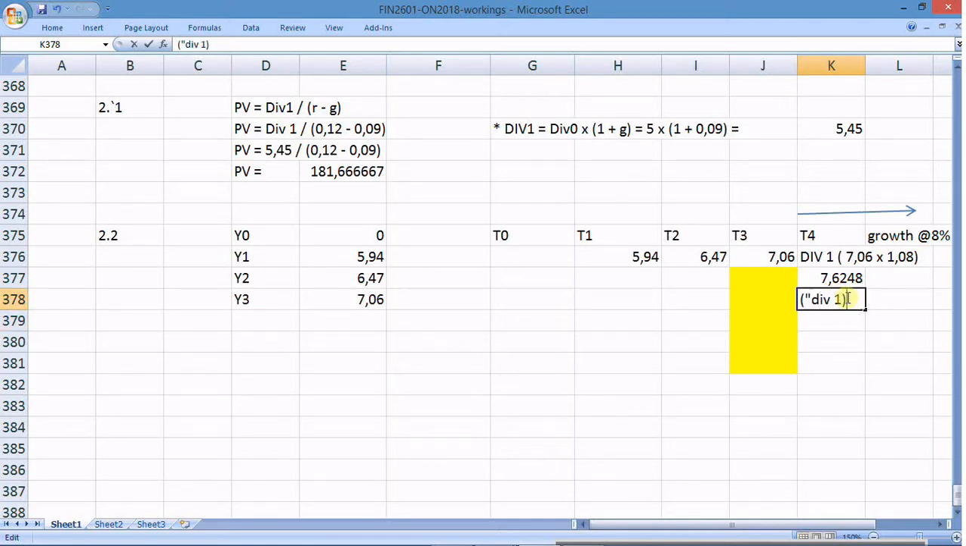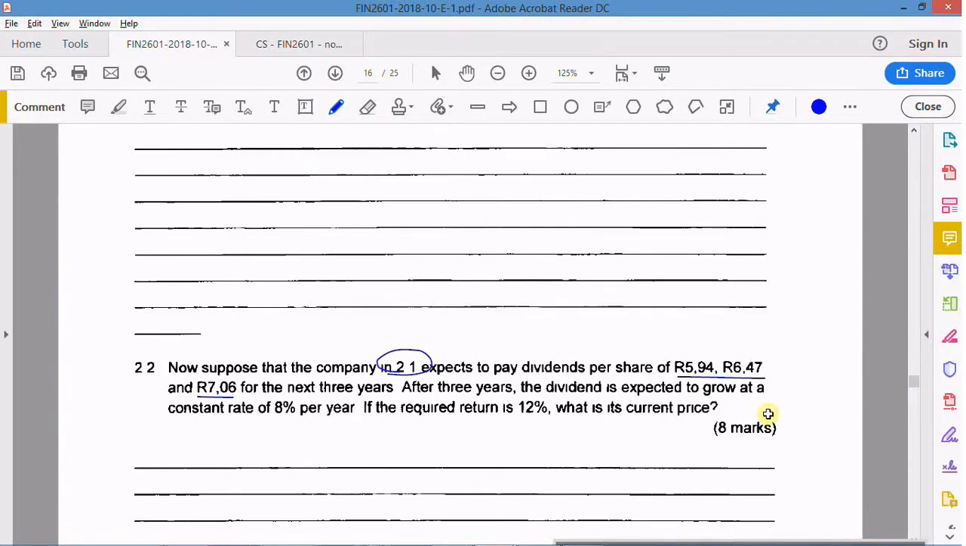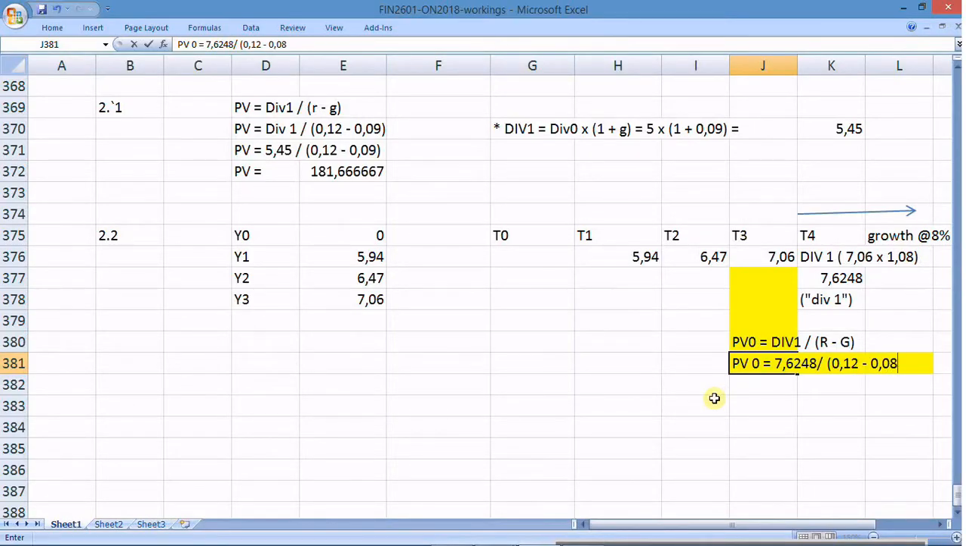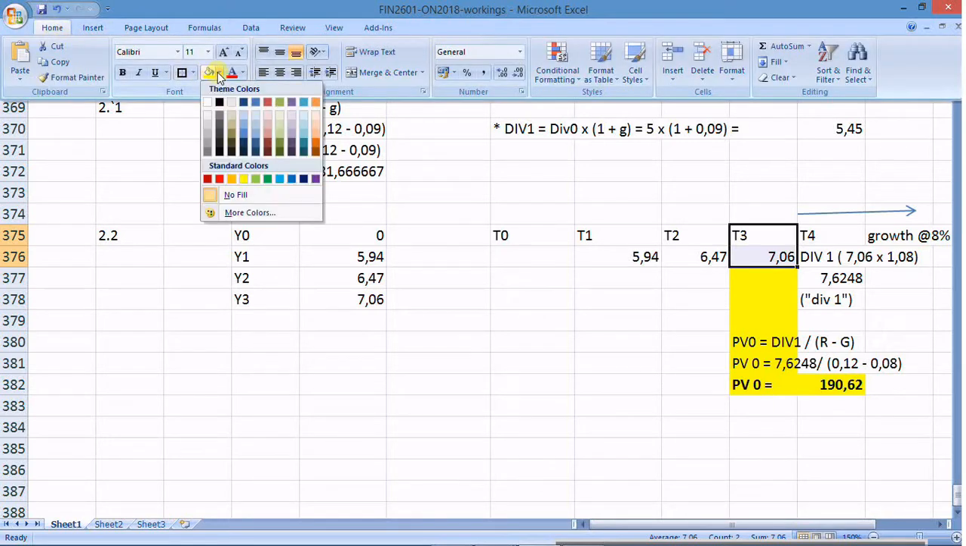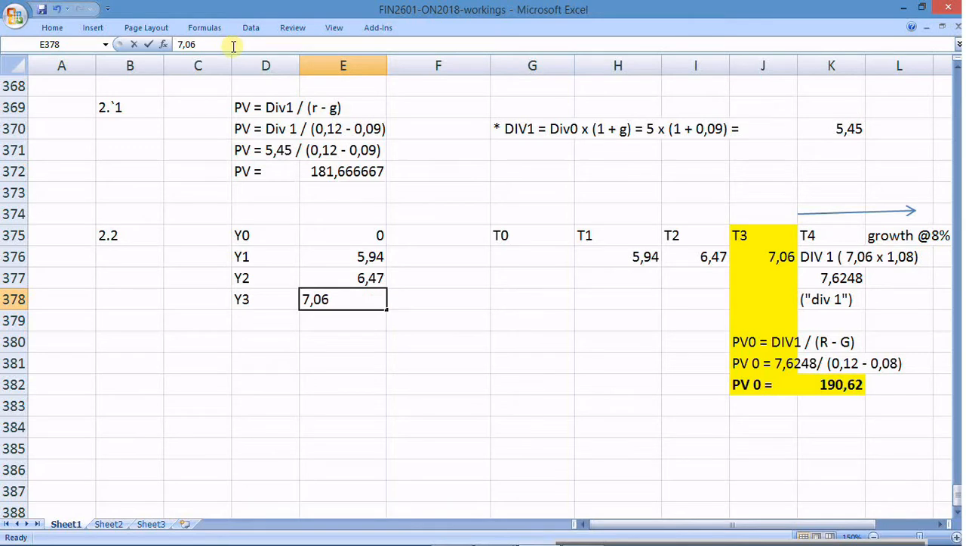Okay, so now that I have div 1, Gordon growth says PV0 equals div 1 divided by brackets R minus G. Okay, so PV0 is going to be 7.6248 divided by open brackets 0.12 minus 0.08, close brackets. Okay, so PV0 equals 190.62, which occurs at time 3. Okay, so then I just need to add that.